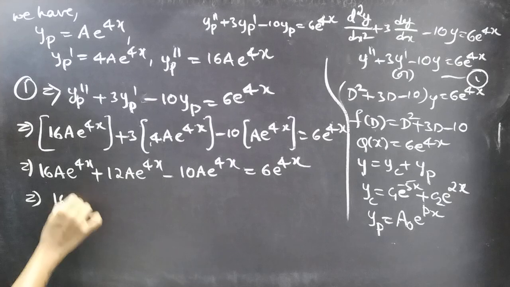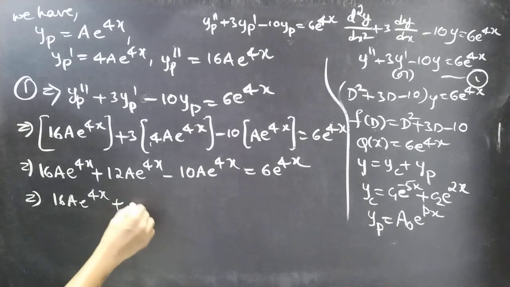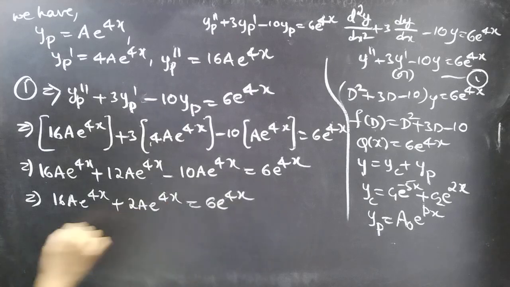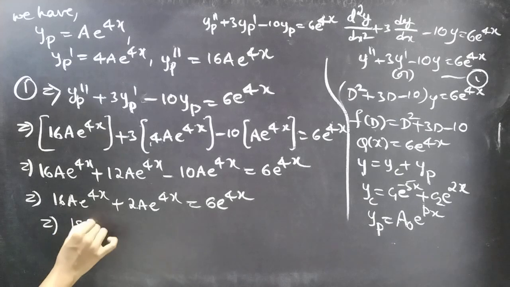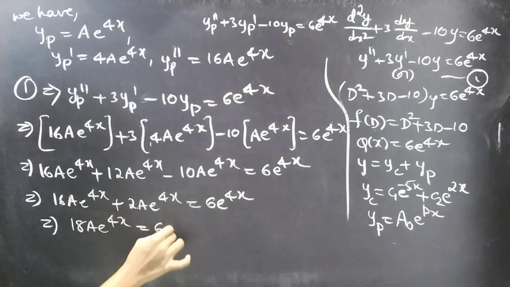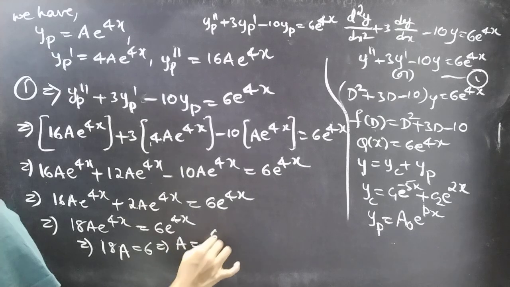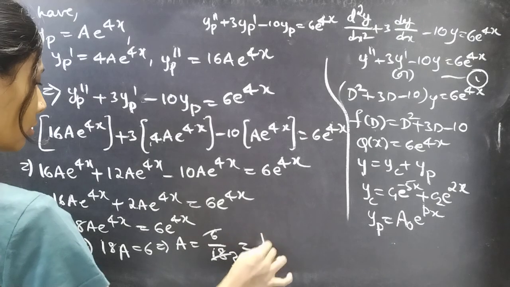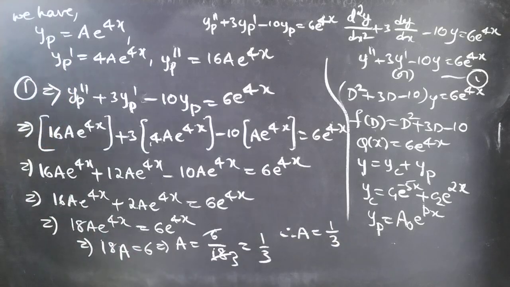12a e power 4x minus 10a e power 4x is 2a e power 4x. 16a e power 4x plus 2a e power 4x is 18a e power 4x. From this you'll get 18a equal to 6, which gives us a equal to 6 by 18, right? 6 1s are 6, 3s are 18. Therefore, a equal to 1 by 3.